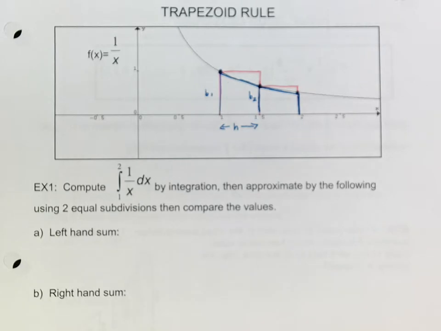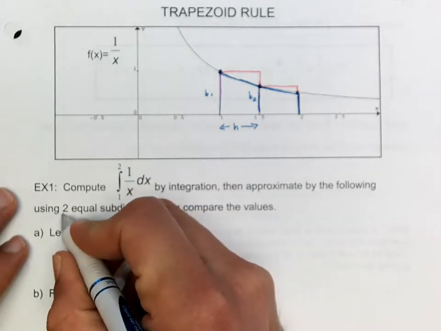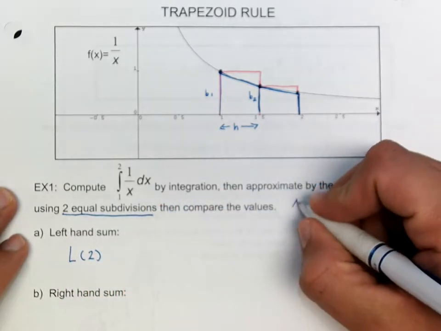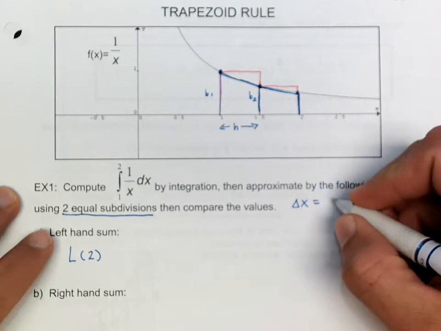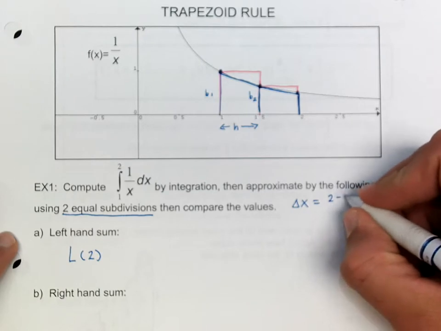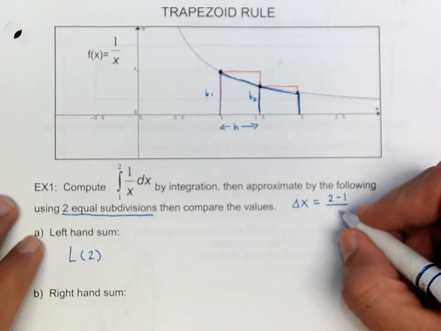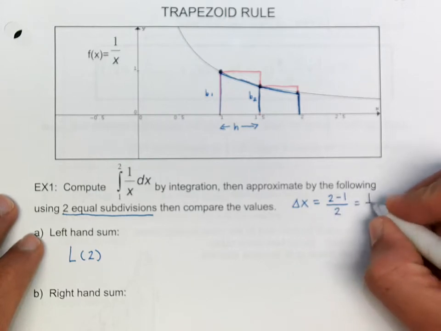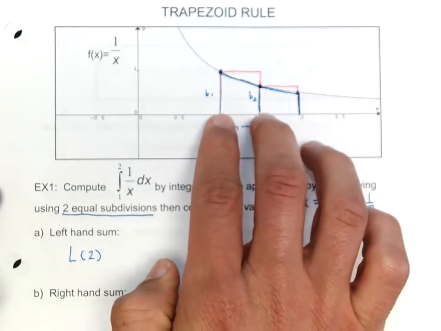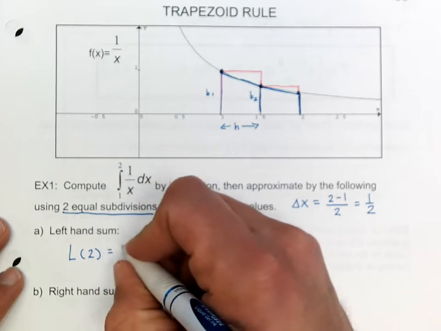Anyway, just to remind you of the left-hand sum, notice that right here they're asking us to use two equal subdivisions. So delta x, if you remember, would be 2 minus 1 over the number of subdivisions that they want, which is 2. So my delta x is going to be a half. And remember that 1/2 is the width of the rectangle. So this right here is equal to 1/2.